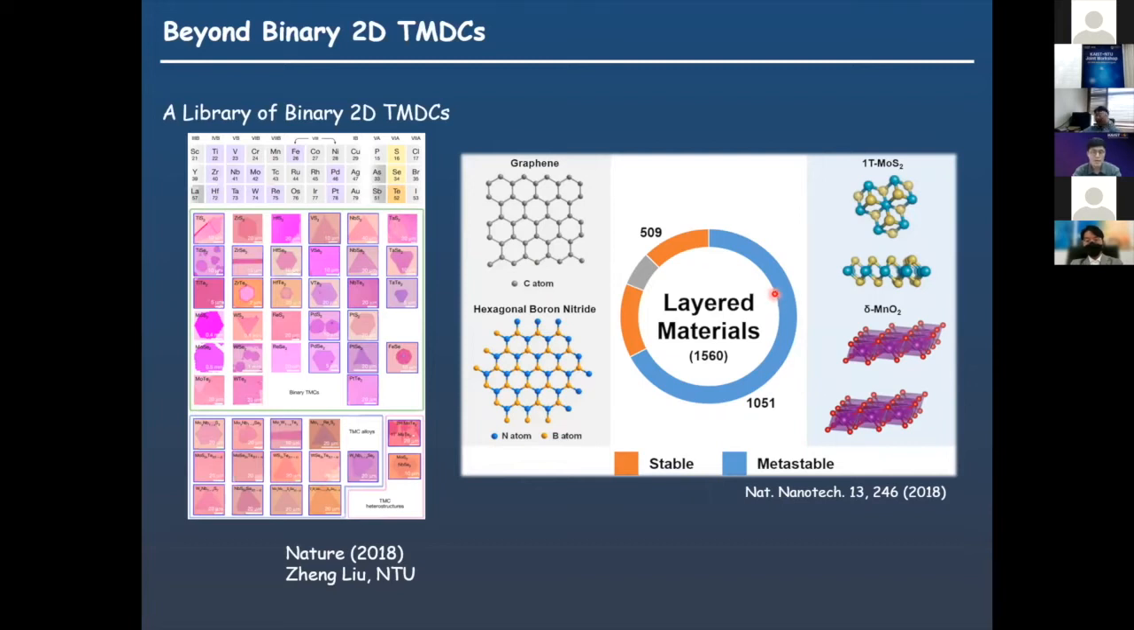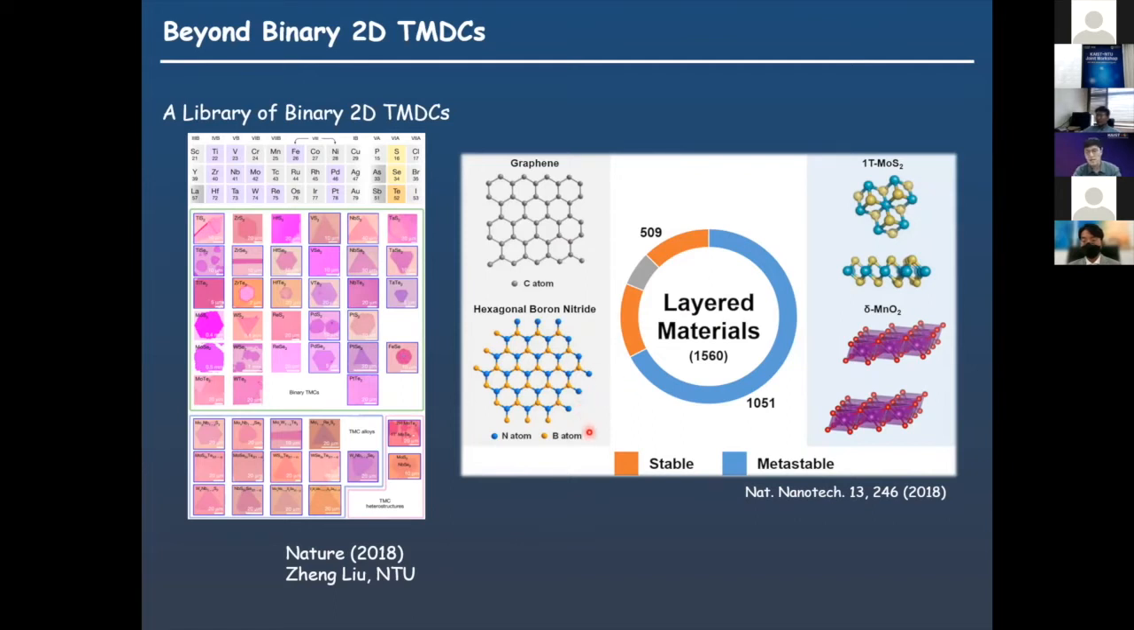system. And now we know that there are thousands of layered materials, and among them, in the gray color area, only few materials are discovered, and the rest of the materials are metastable. So thanks to such a simulation, now we know the layered material system that can possibly be formed. Of course, it's theoretical, but now we have some guidelines to study the new material and for the extension of the material system.